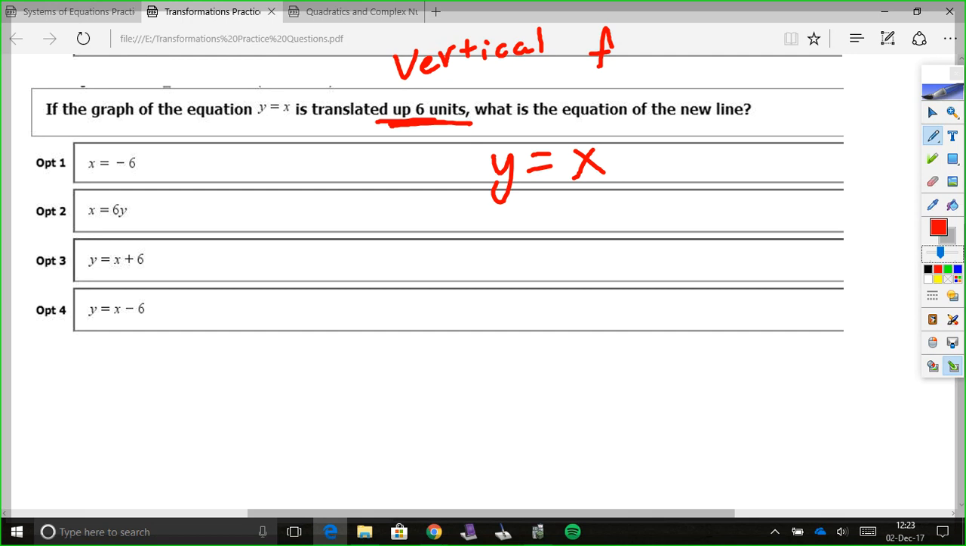So remember, vertical shifts are the f of x plus k. So this 6 is not going to be inside any sort of parentheses. This 6 is going to be outside the function. So what we need to do is basically just add this 6 to the very end here. Now remember, plus k means up, minus k means down. So since we want to go up, we're going to be using plus. So we'll just have to add the 6 to the end, and we'll have our equation. That's it.